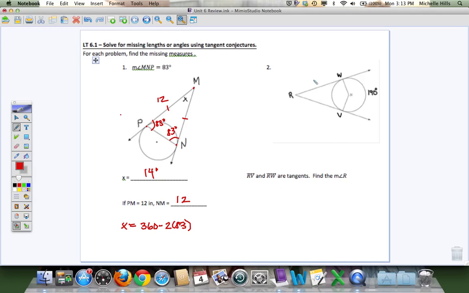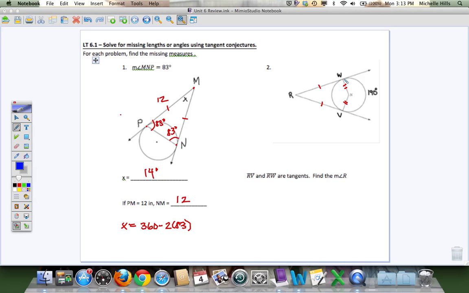Here, it says that these are tangents. So again, I know that these are congruent to each other. These are radii, so these are congruent to each other, which means I have a kite. Now, that in itself doesn't help me, but it wants me to find the measure of angle R.